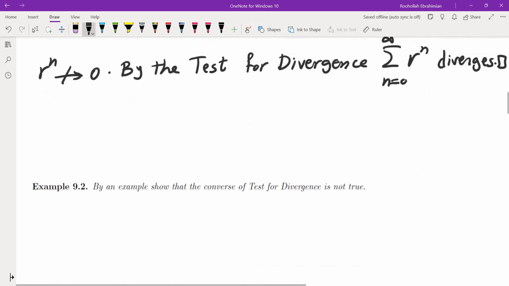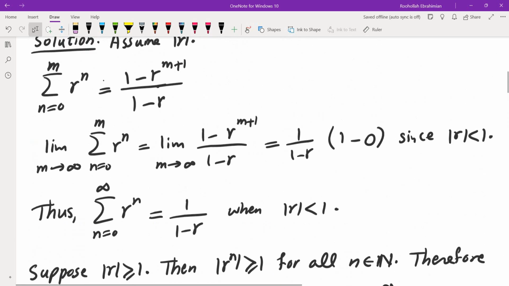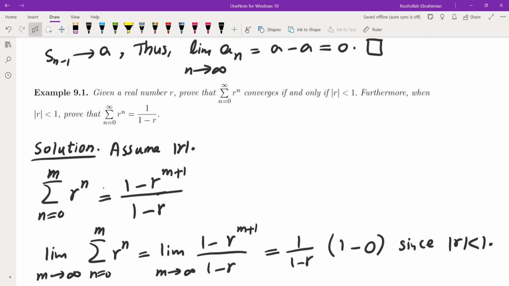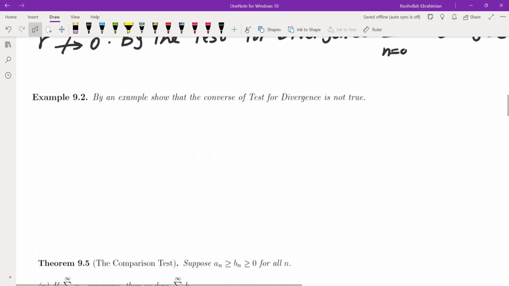Okay, so this is a useful example. It's something you would need to remember. The sum of r^n, n equals 0 to infinity, is 1 over 1 minus r if the absolute value of r is less than 1. Otherwise, it is divergent. Okay, let's move on to another example.